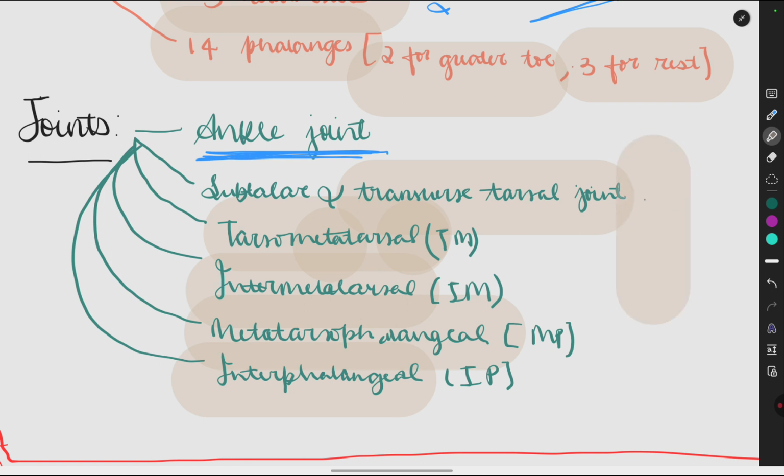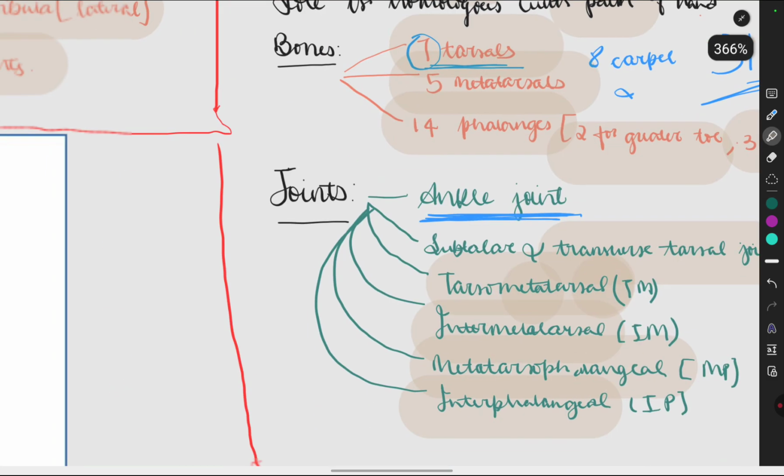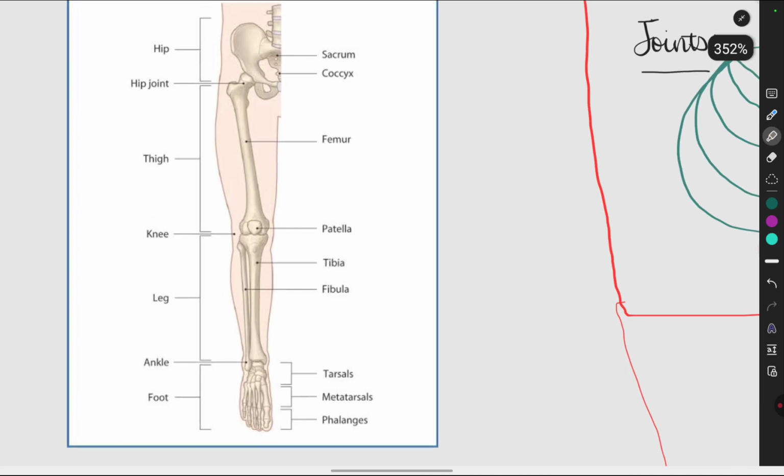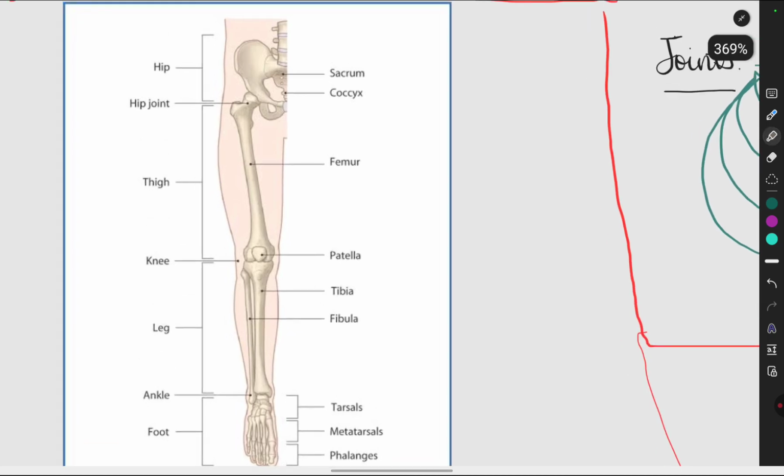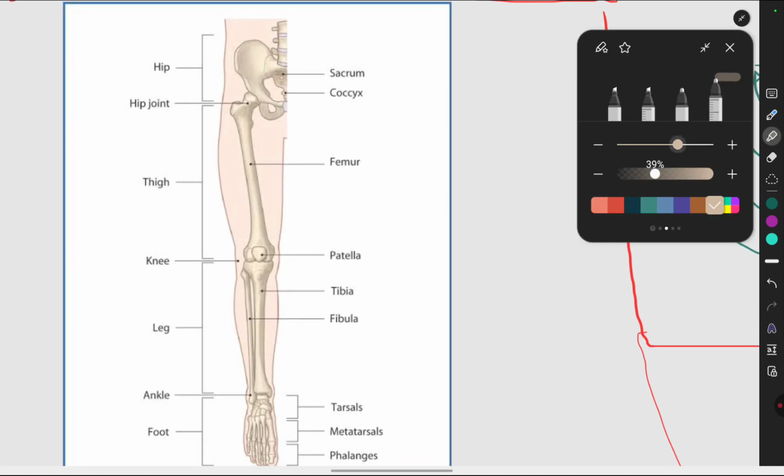So there are 5 types of joints that are present in the foot. Okay, now we will see the diagram here. Okay, so yes, we are going to see the diagram.